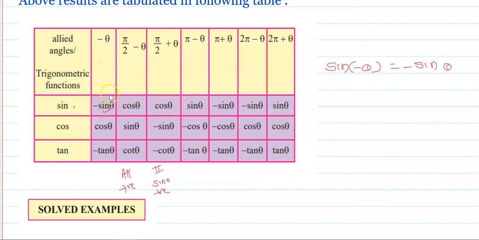And hence sin of pi by 2 plus theta, the function changes, it's a cos theta. The function is sin. Sin is positive in the second quadrant and hence it is a plus cos theta. What about the cos of pi by 2 plus theta?